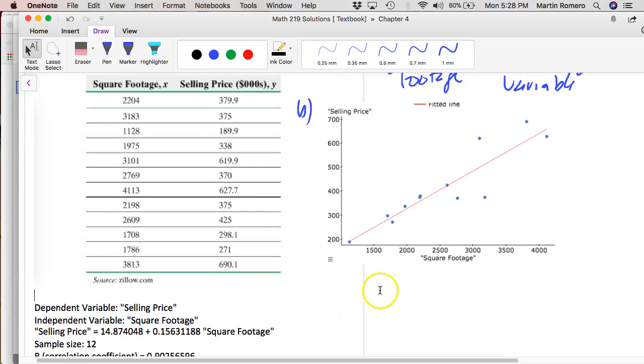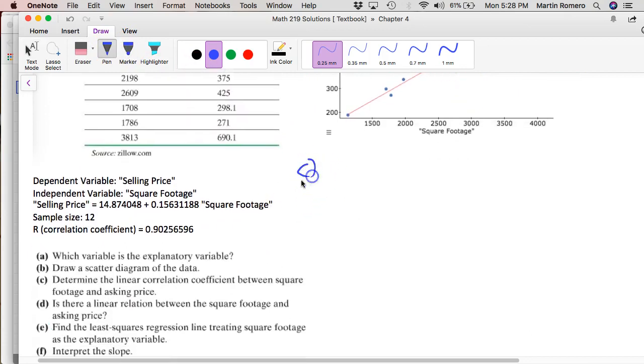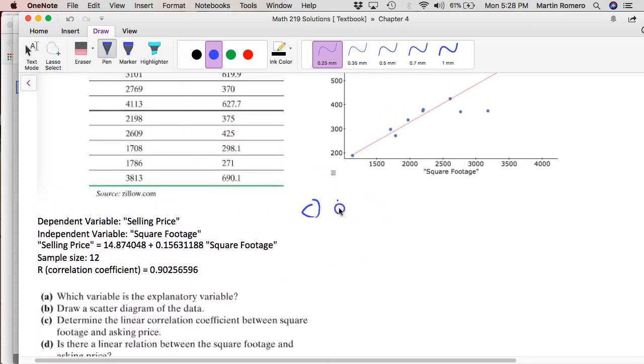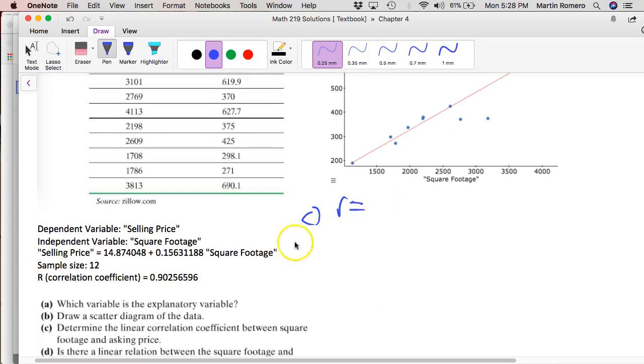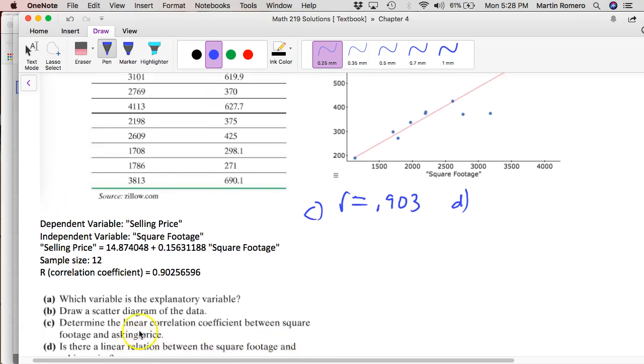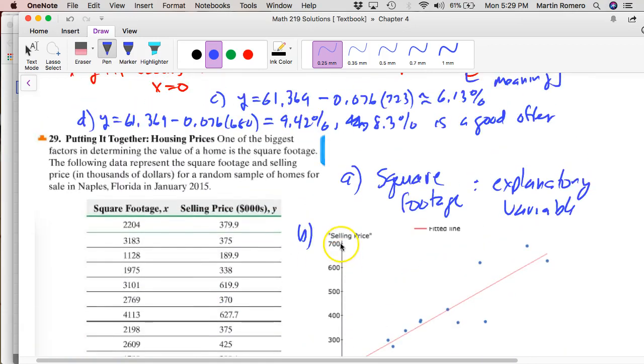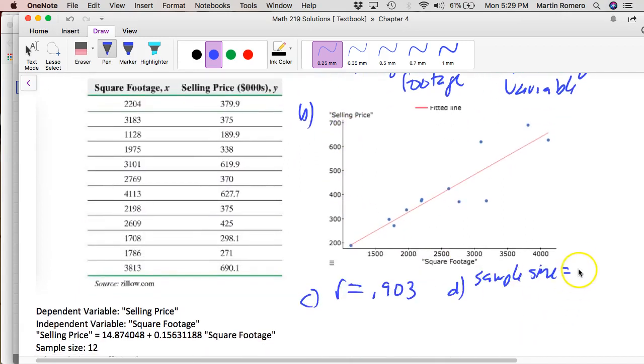And so the first question is asking us part B. That was part B. Part C is asking us the correlation coefficient. R is equal to right here, 0.903. We'll go 3 decimal places. Is there a linear correlation between square footage and asking price? So what's the sample size? Sample size in this case is 2, 4, 6, 8, 10, 12. We have 12 homes in the sample size.